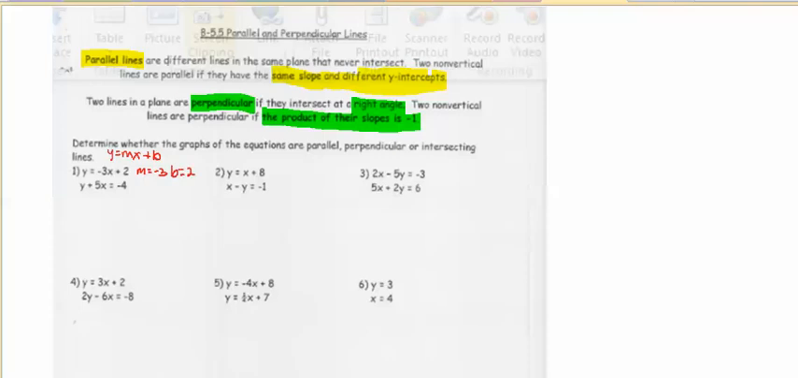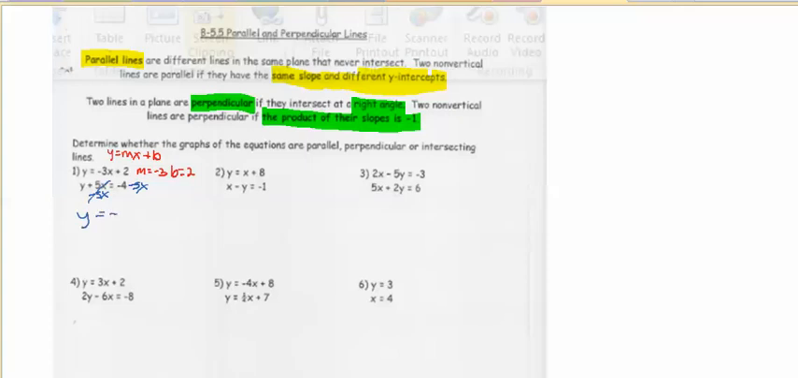Okay, now I'm going to look at my second line. Is that in slope-intercept form? y plus 5x is equal to -4. It's not, so I need to put it into slope-intercept form. So I'm going to subtract 5x from this side, and I'm going to place it on the other side so I can get y by itself. So now I have y over here.